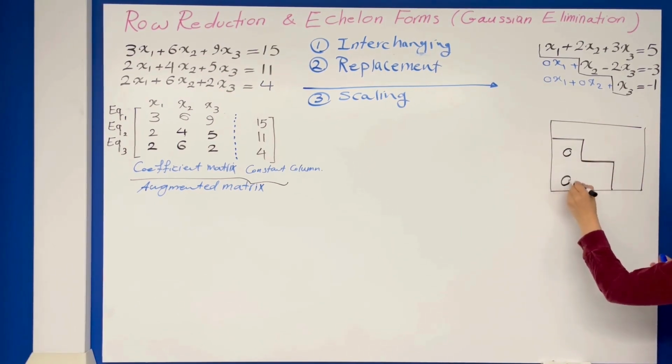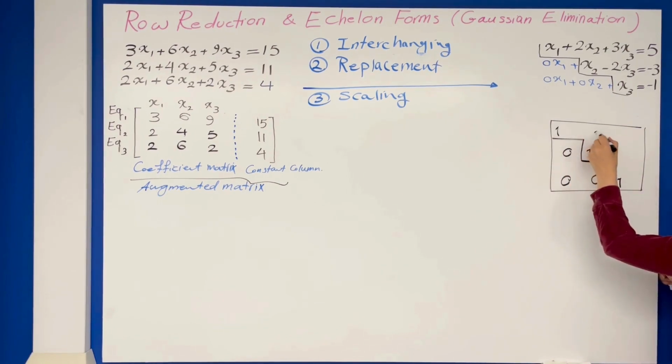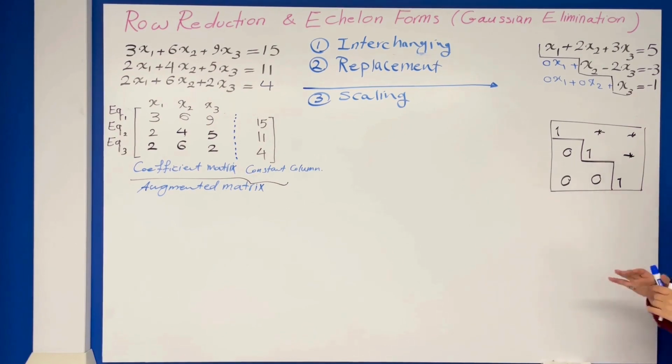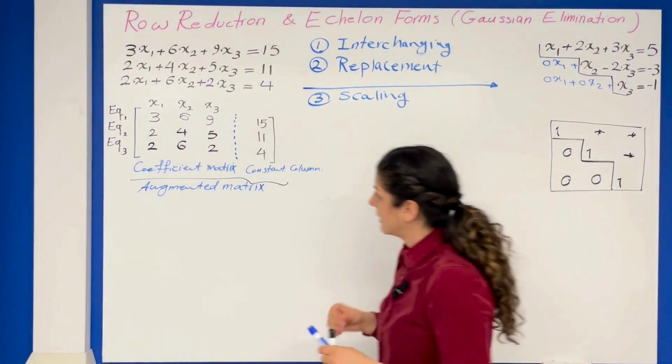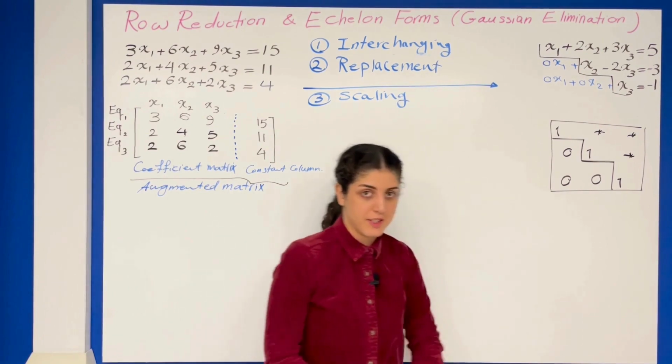So the matrix we want to end up with should look something like this. Everything under the stairs is 0. I have a 1 here, and a 1 here. And these can be anything, I don't care about these ones. So this is the form we are looking for. All right, so let's start applying these elementary operations.